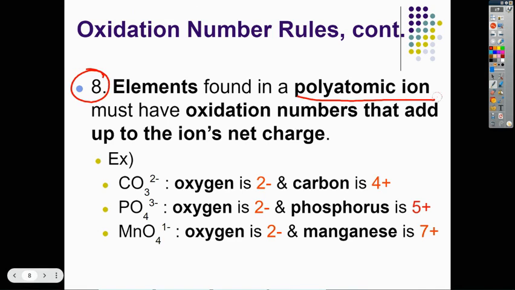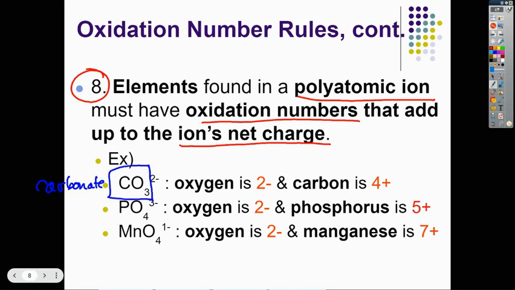Oh, we go over those so much. All of the oxidation numbers have to add up to that ion's net charge. So you have to know the charges of your ions. That never goes away. So here we have carbonate. Carbonate is CO3 2-. This whole thing is a 2 minus charge.